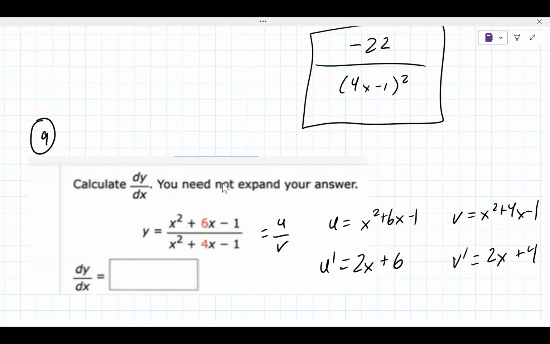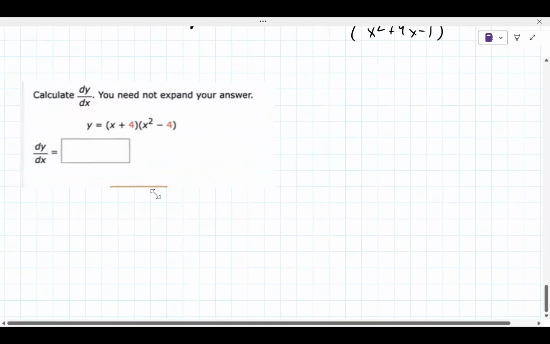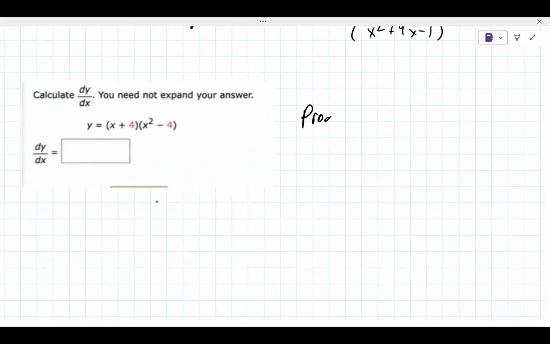Let me grab the next types of problems. The next type of problems are product rule problems. Number 7 notes that there is a product there. These are actually easier. Usually these are taught first. You literally see that there is a product there. And it's u times v. So y equals u times v.